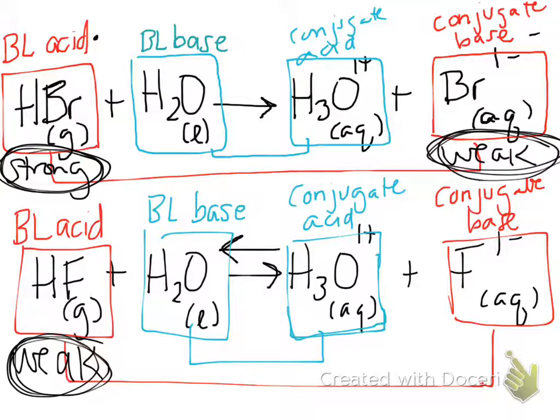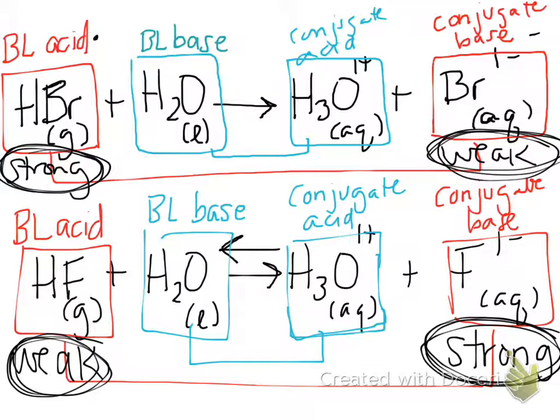So once we have David over here sans bagpipes as the conjugate base, he's very likely to reclaim the bagpipes. Hey, if you're not using those, I'll take them back. Okay? So the fluoride ion is a strong conjugate base. It is very likely to reclaim its proton. Okay?